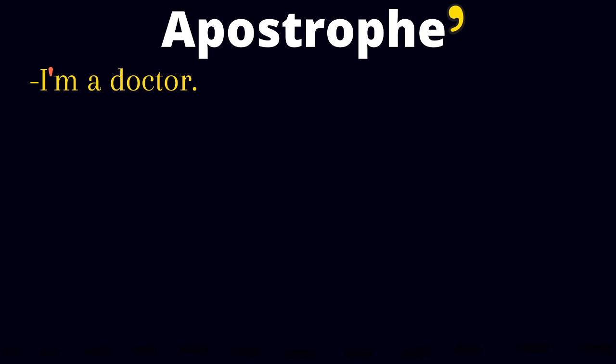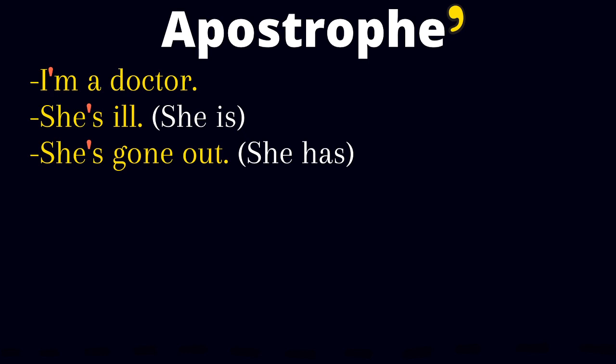We'll see some examples for the proper usage of these short forms. I'm a doctor. Look at where the apostrophe is placed and which kind of short form is used here. She's ill. Here apostrophe s denotes she is. Next comes she's gone out. Here apostrophe s denotes she has gone out. So in short form, this apostrophe s is used.